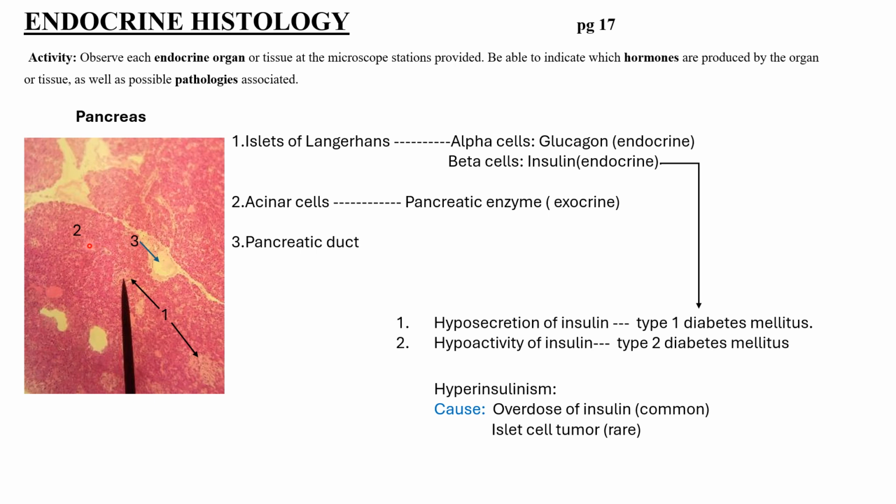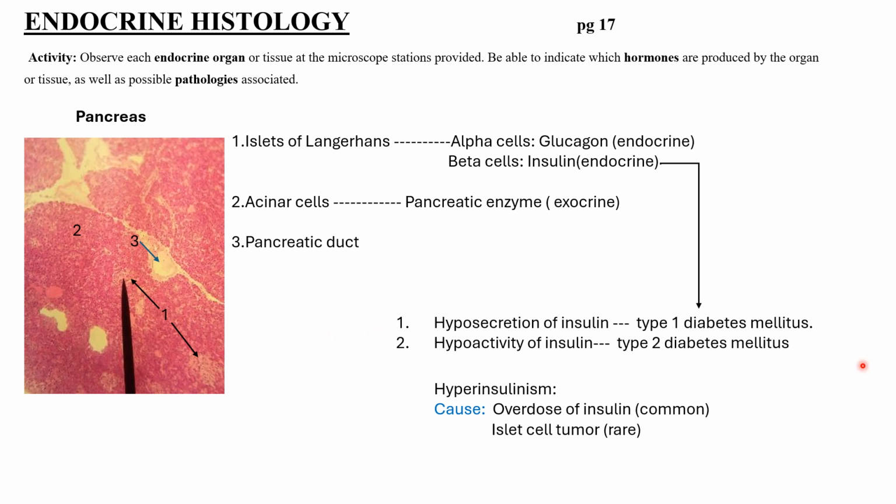Then the majority of the pancreas is made up of acinar cells. Acinar cells synthesize pancreatic enzymes, and this is the exocrine part of the pancreas. And this is the pancreatic duct. The pancreatic enzymes and the bicarbonate, it also makes bicarbonate, go in the pancreatic duct, and the pancreatic duct secretes this enzyme directly into the small intestines. So this number 2 and 3 is the exocrine part of the pancreas. Number 2 are the acinar cells, 3 are the pancreatic ducts. And these lighter staining circles scattered among the acinar cells are the islets of Langerhans.